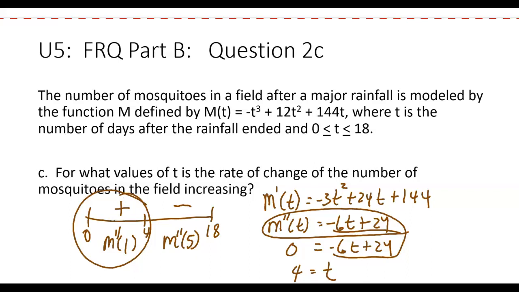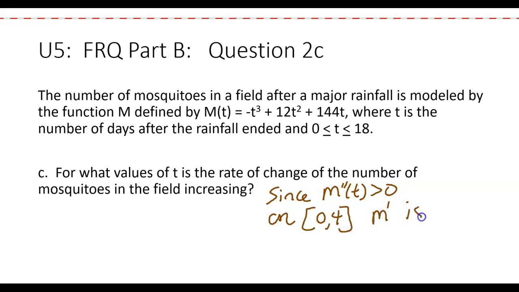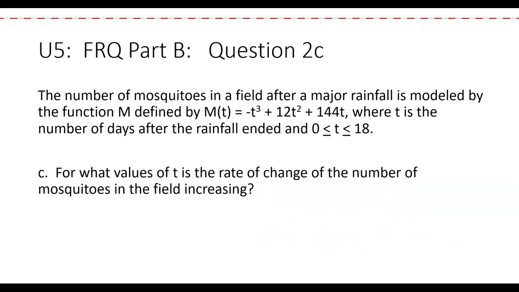Typically they wouldn't want you to just have an answer. It doesn't say give an explanation, but I'm going to give an explanation anyway. So we would say, since m double prime of t is greater than 0 on the interval from 0 to 4, m prime is increasing on that interval. You would still need to show all the math work that I just showed, but this is technically your explanation. Okay? All right, let's go ahead and move along. Part D.